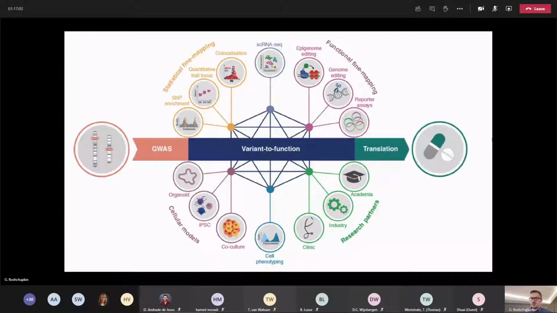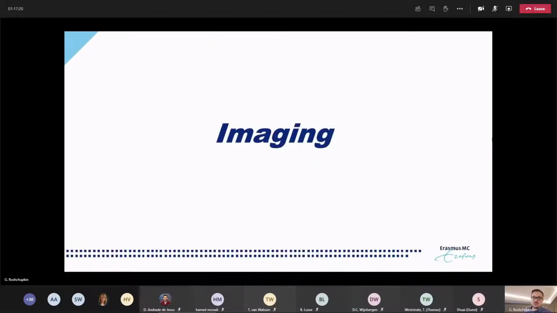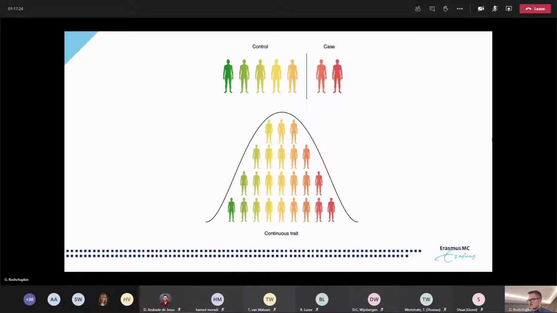We're also working on some bioinformatics tools to analyze this data, which I will not cover in my talk today, and on deep learning methods to do this type of analysis. And why is imaging important? Coming back to our study, in the example of the two groups of people, we have just case and control. Someone has the disease, someone doesn't.